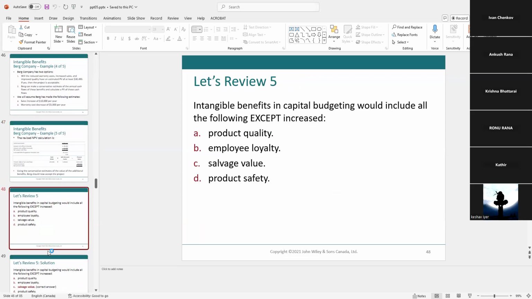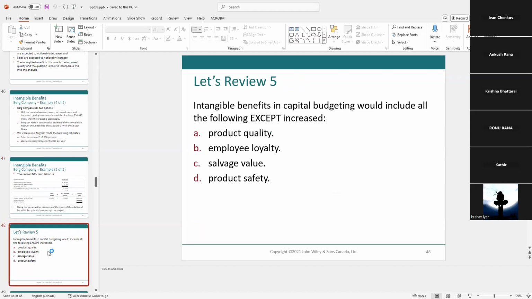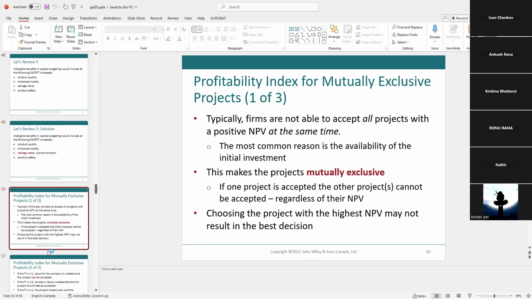Let's see this question. What do you think about this question? Salvage value. Salvage value is a tangible benefit, right? Everything else is an intangible benefit. You make the difference between tangible and intangible, right? Okay.